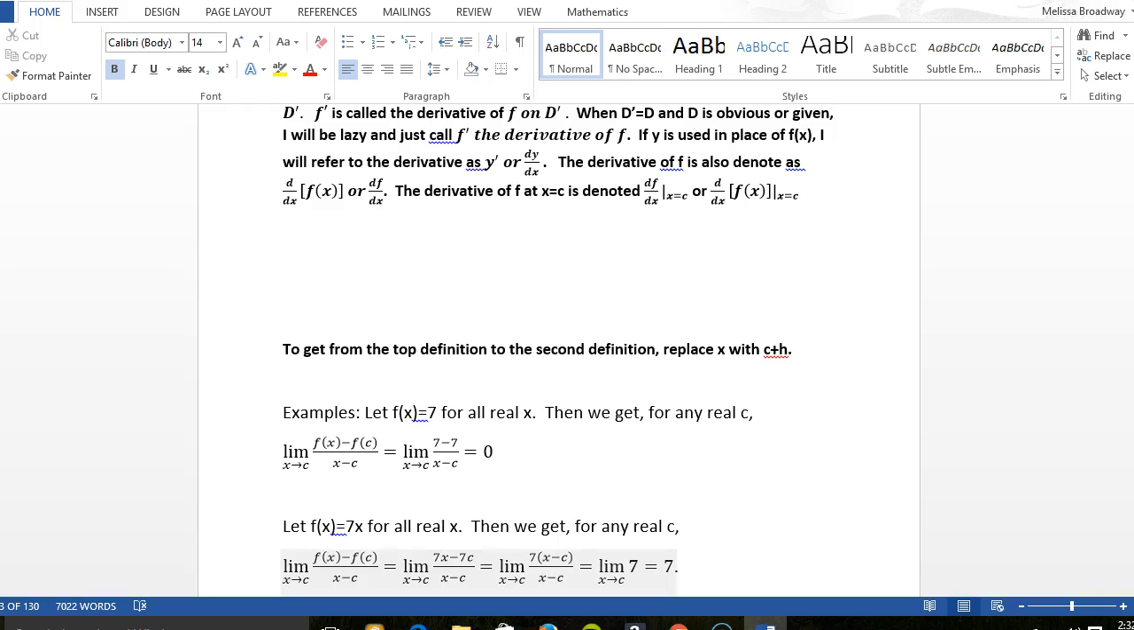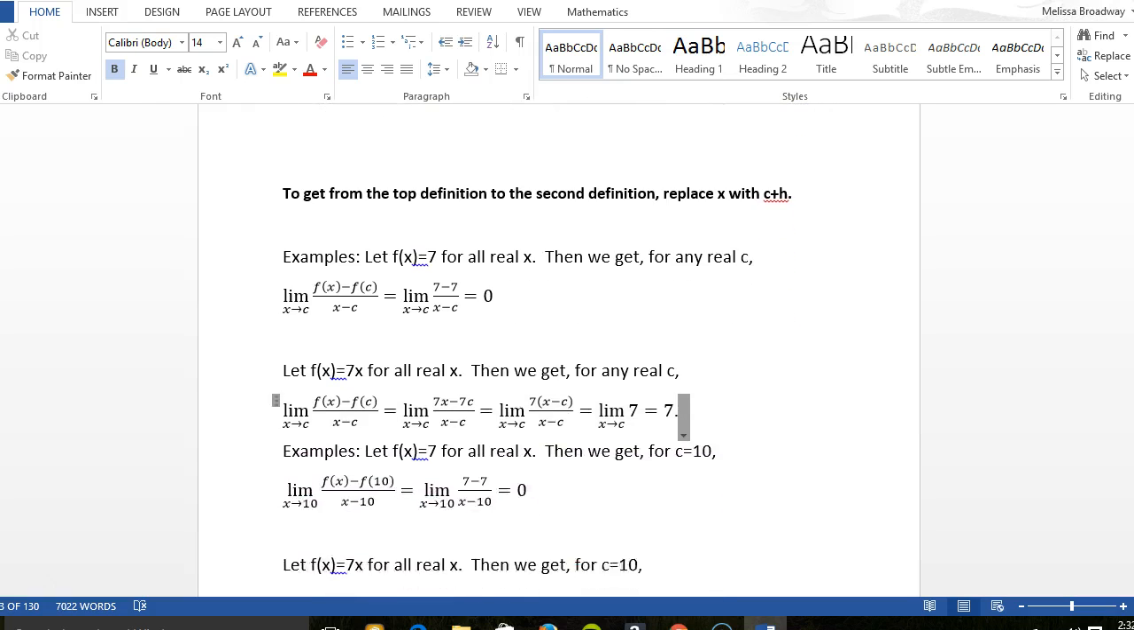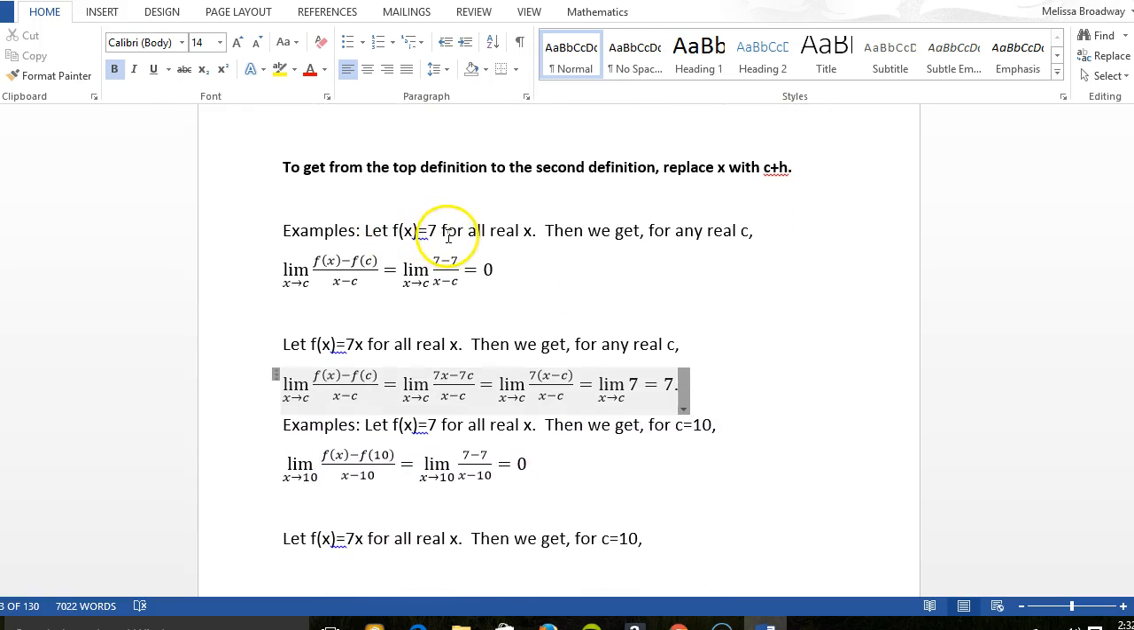So let me do an example real quick. I've spent a lot of time going through the definition. Let f of x just equal a constant, like 7. You could say f of x equals radical 7 or something crazy, just so it's a constant, for all real x. Then for any real c, the limit as x goes to c of f of x minus f of c over x minus c. Well, f of x and f of c both equal 7. So it's 7 minus 7 over x minus c. But that limit is just 0, because as x gets arbitrarily close to c without touching c, this is 0 all the way. So the limit is 0.